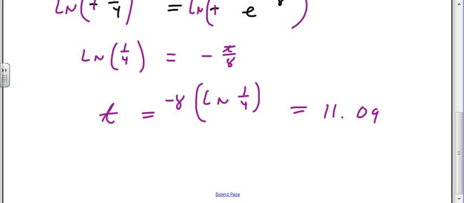And I want the answer to be in microseconds. So it looks like I would call it 11. Do I have 3 significant digits? Yes, I do. 11.1 times 10 to the 3rd milliseconds. And I could look in the back of the book, but I'm not going to bother.